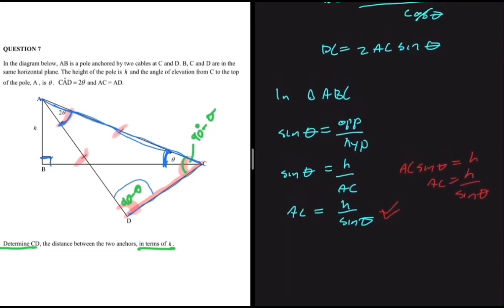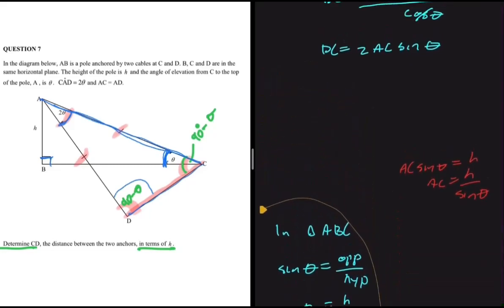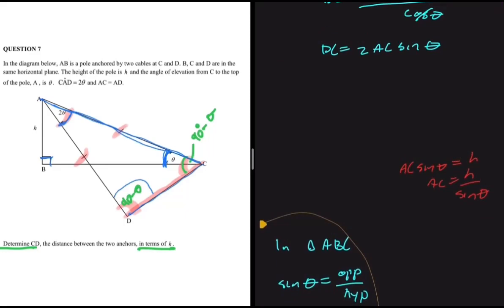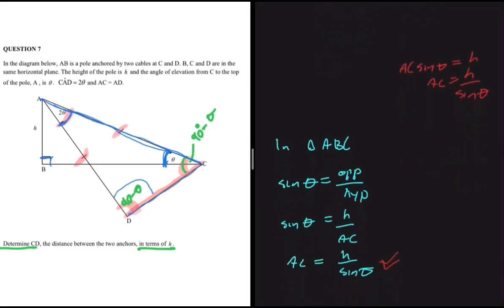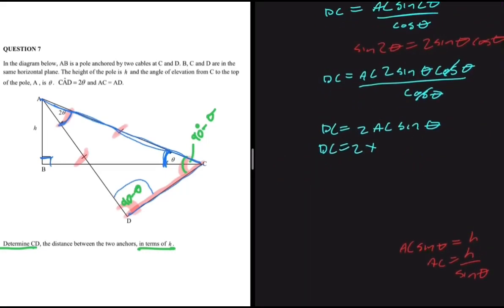So let me just do it there so that you can see what I'm talking about. So now we're gonna have DC is equals to 2 multiplied by AC. AC, we're saying that it's H divided by sine of theta, right? So we have H divided by sine of theta, and then multiply by sine of theta. Sine of theta and sine of theta, they cancel out. So DC is equals to 2H.